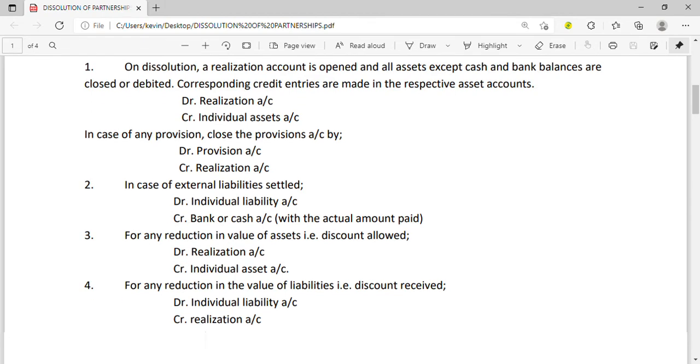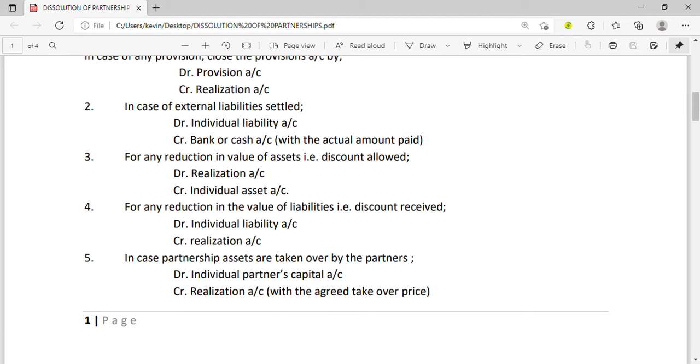Then thirdly, for any reduction in the value of assets, e.g. discount allowed. We said assets reduce by crediting. So we debit the realization account and we credit the individual asset account. Then for any reduction in the value of liabilities, liability is reduced by debiting, i.e. discount received. We debit the individual liability account and we credit the realization account.